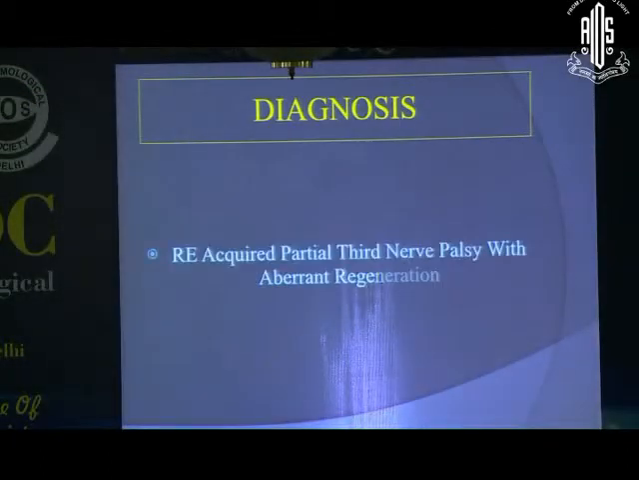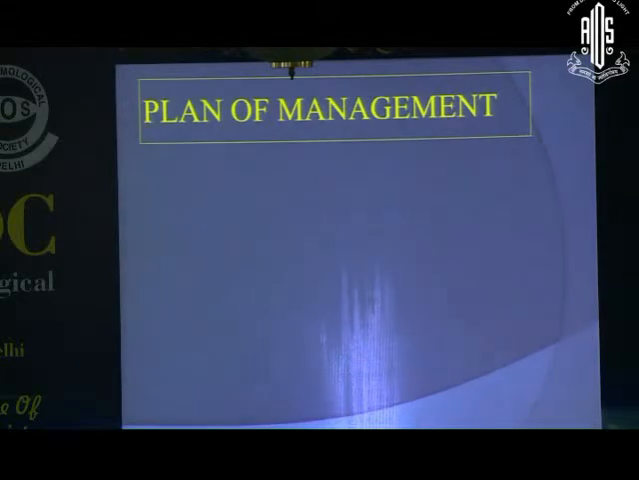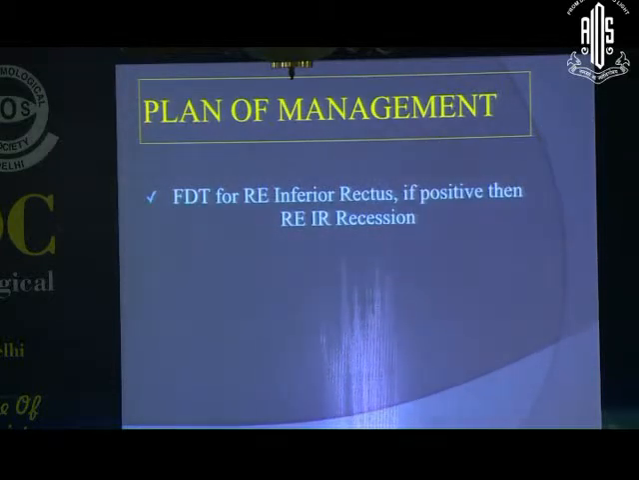So we made a diagnosis of right eye acquired partial third nerve palsy along with aberrant degeneration. So how do you manage such cases? Whether we do the surgery of the right eye and correct the ptosis afterwards, or we do crutch glasses for the ptosis. What we generally follow is we do the FDT for the right eye. If it is tight, then we have to do the inferior rectus recession.